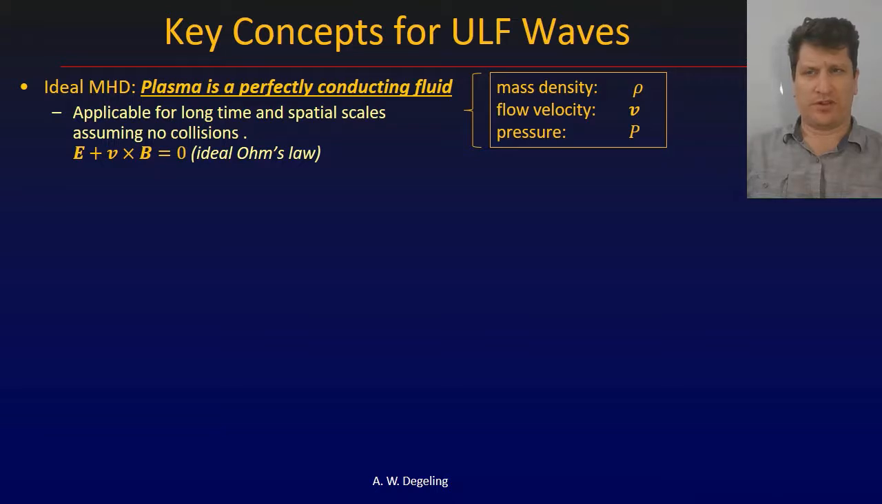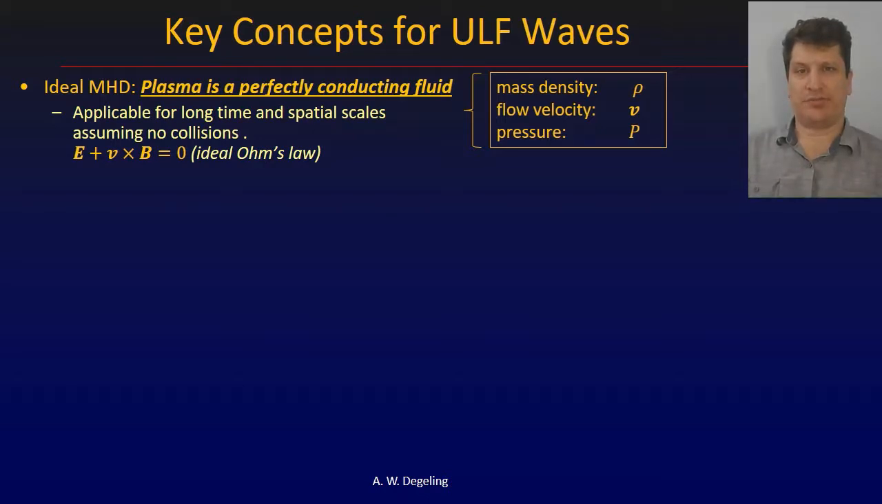The theory for describing ultra-low frequency waves, or ULF waves, in the magnetosphere is called ideal magnetohydrodynamics, or ideal MHD. This treats the plasma as a perfectly conducting fluid with a mass density, a flow velocity, and a pressure. The electrical properties are summarized by Ohm's law, which is given by E plus V cross B equals 0.